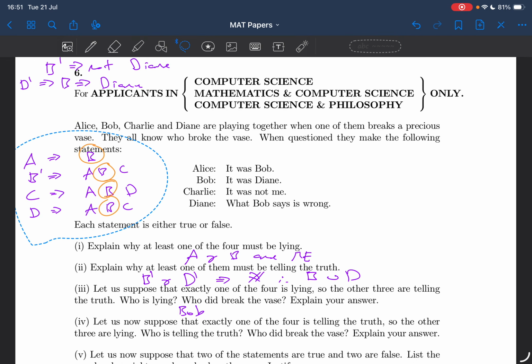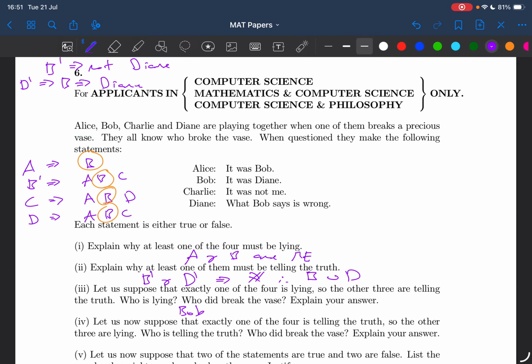Let's again move this to the side. Next one then. Number 4. Let's now suppose exactly one of the 4 is telling the truth. So now 3 of them are lying. Who is telling the truth? Who did break the vase? Explain your answer. So let's have a look. One telling the truth. Let's imagine it's Alice telling the truth.